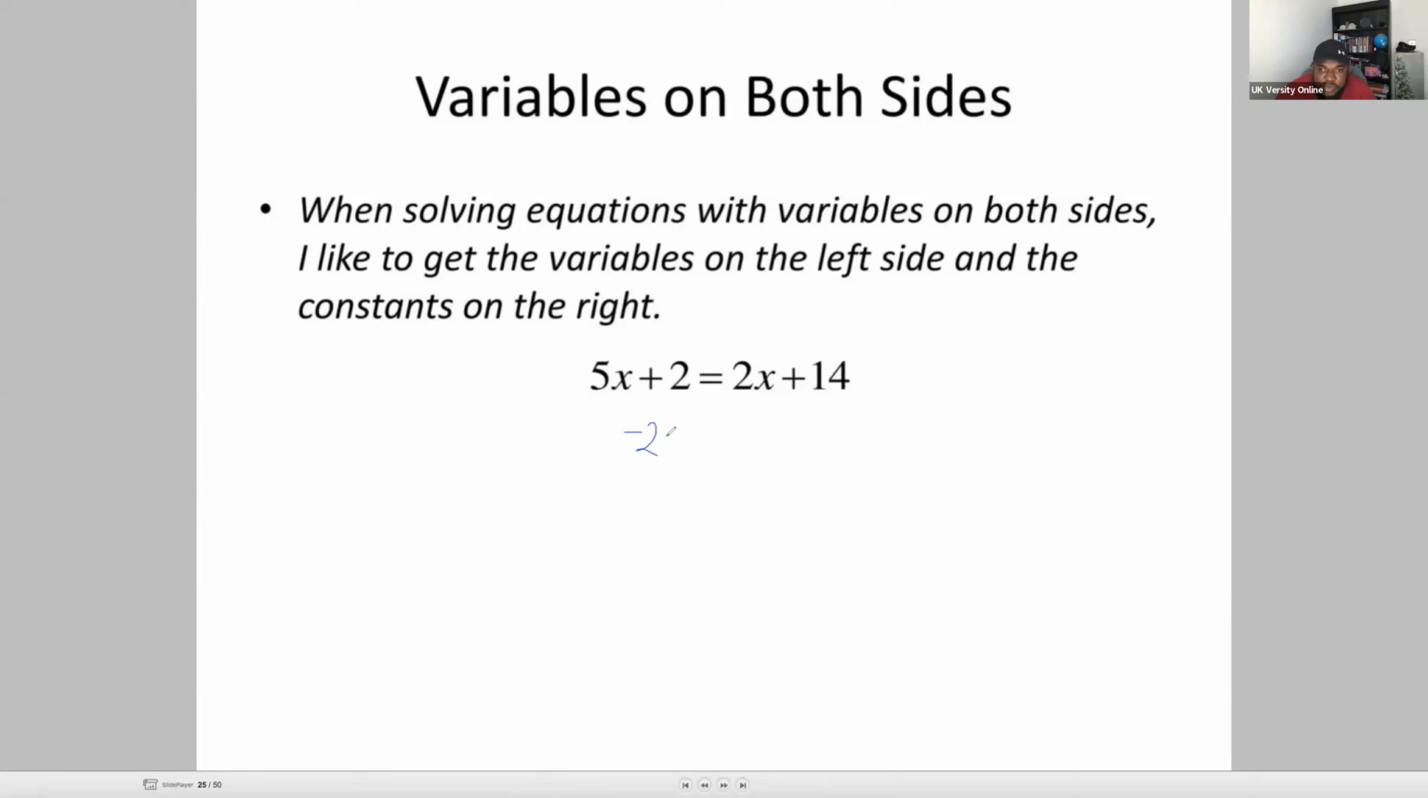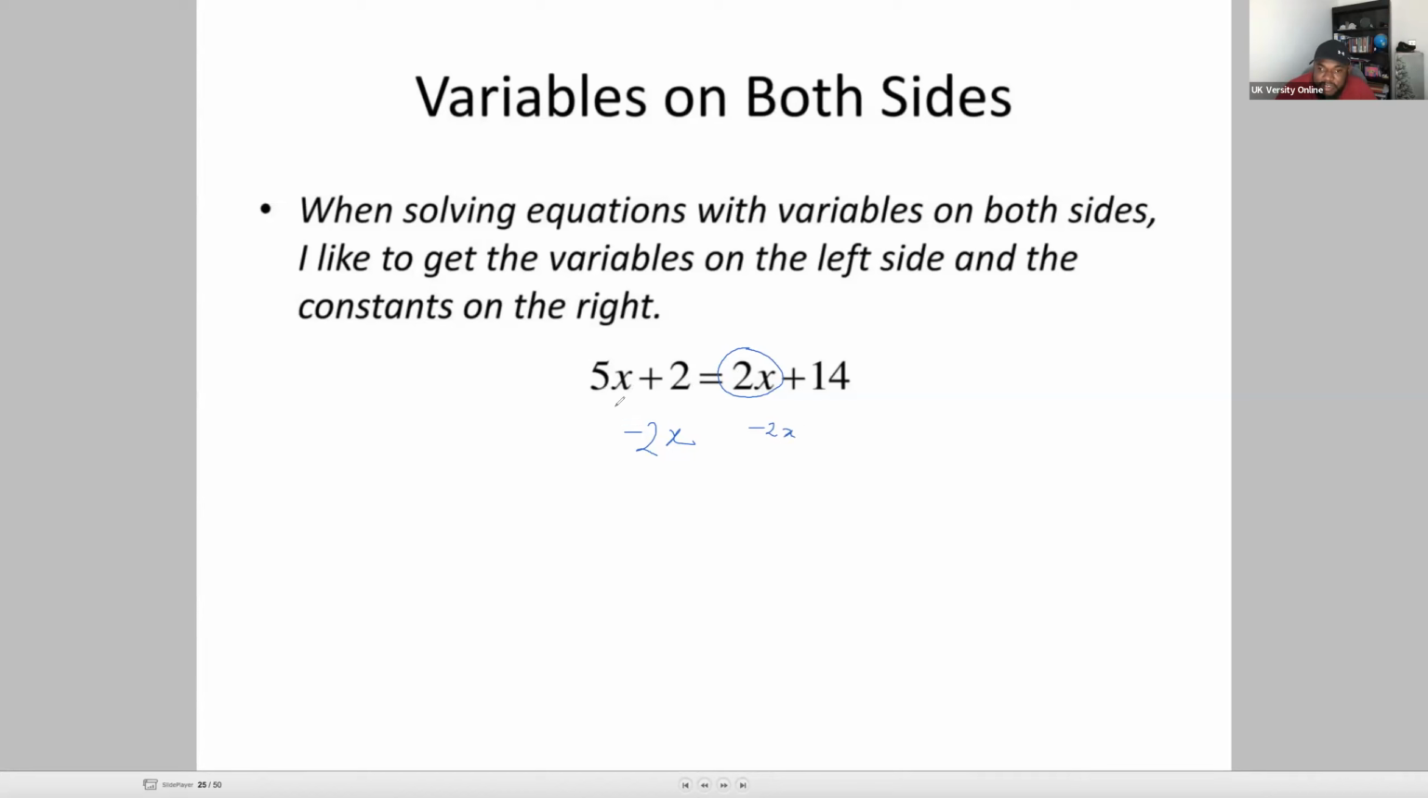You take away 2x. Because when you see a number starting an expression or equation and you don't see any sign in front of it, it's positive. So this 2x has no sign in front of it, which means it's positive. If you want to get rid of this 2x, you take away 2x from both sides. That's what we are doing now.